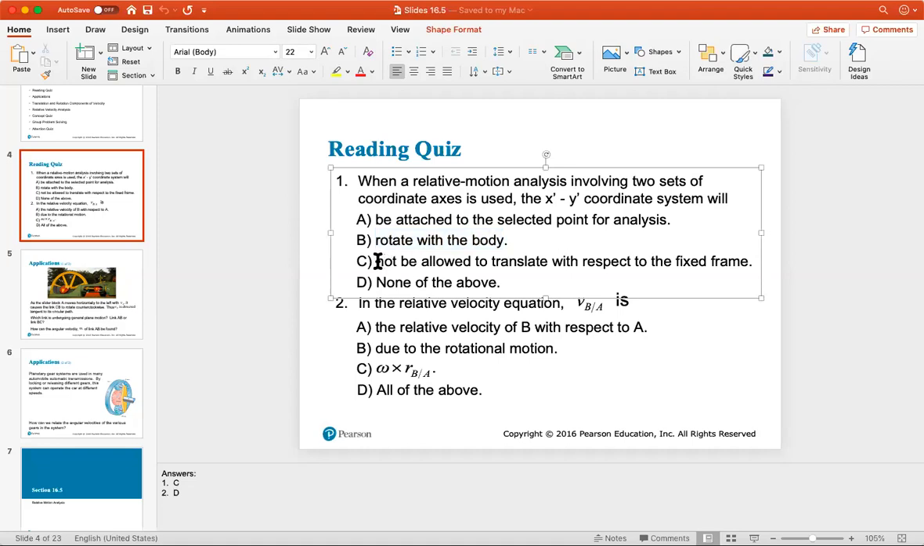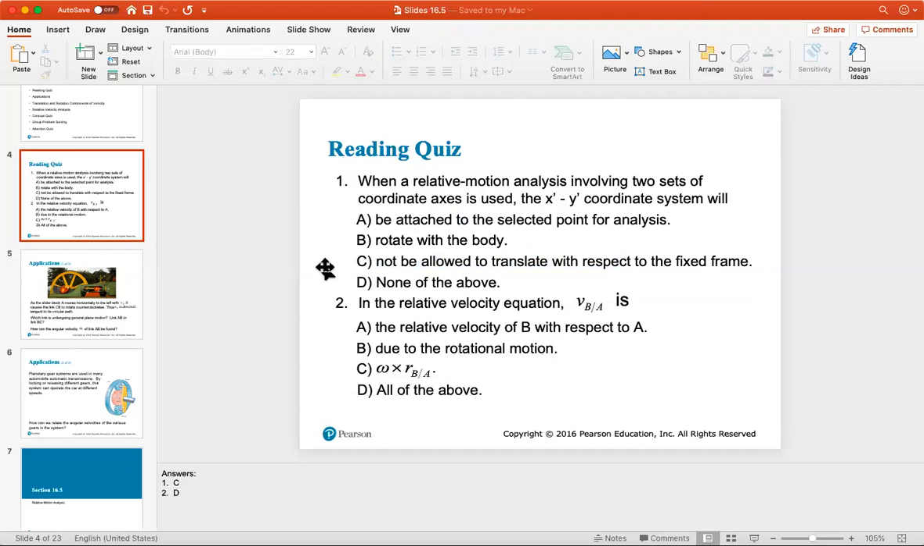And if you want to say it does not translate, well, no, the whole point is that it does move with the body without rotation. So in fact, it does translate. The only thing that's true is option A. It's attached to a point in the body.